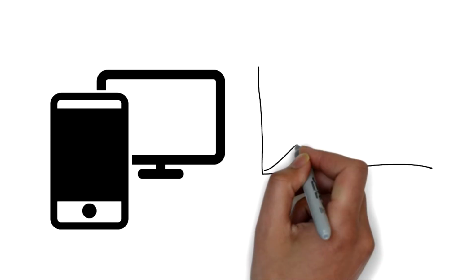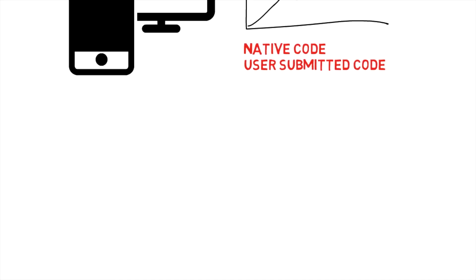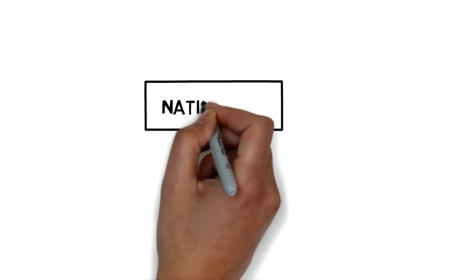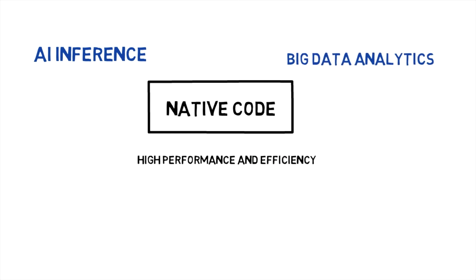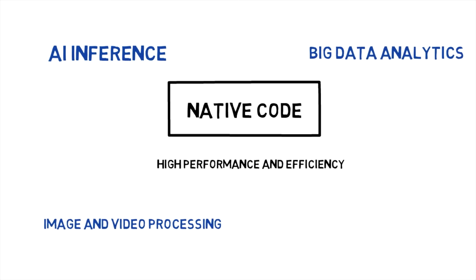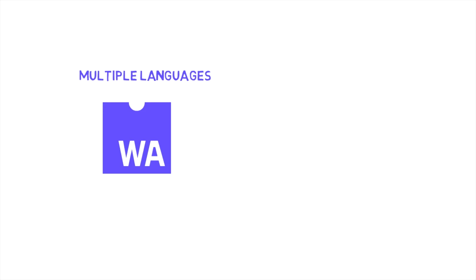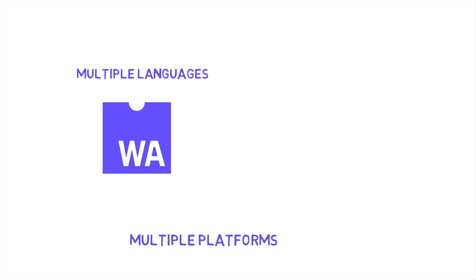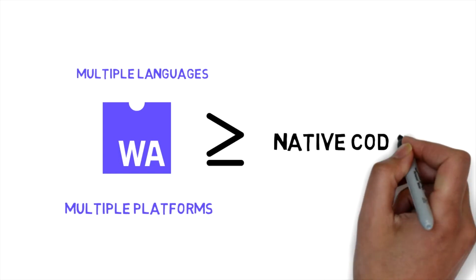In modern web applications, there are increasing uses of both native code and user-submitted code. Native code is often used where high performance and efficiency are required. For example, it runs AI inference, big data analytics, image and video processing, and scientific computing. WebAssembly provides near-native performance across multiple languages and platforms. It is a safe and managed alternative to native code.